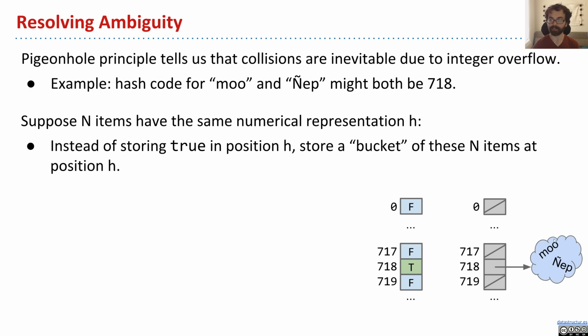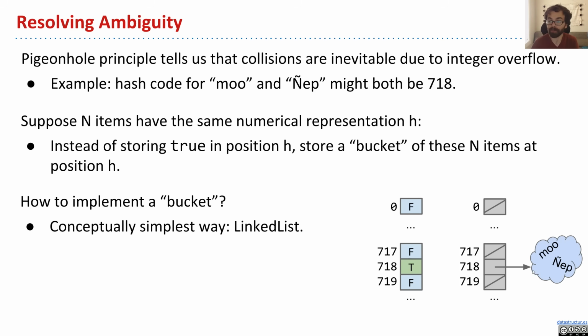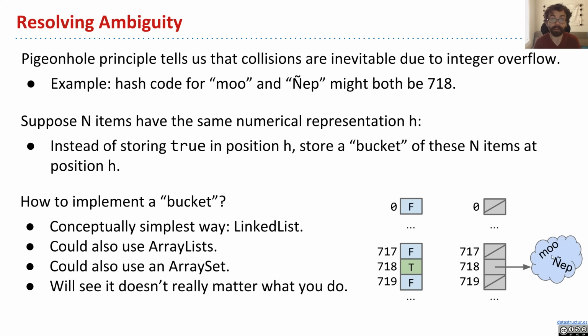So for example, since moo and nyep have the representation 718, well, if I want to know if moo or nyep are in my table, I simply go to that position in my array and then search the bucket of items that have been inserted. Now, I haven't told you what this bucket is, but it could be anything. It could be, for example, a linked list. It could be an array list. It could be an array set. In fact, it could be pretty much any kind of collection which you can iterate over and look for things. Okay? So that's the heart of the idea that we're going to develop now into the hash table.